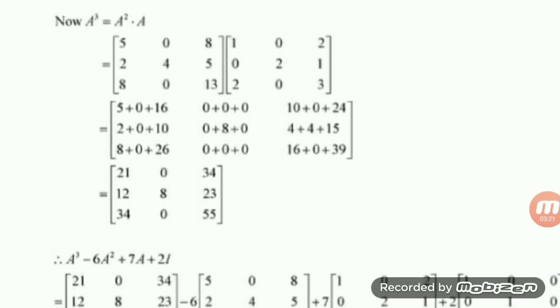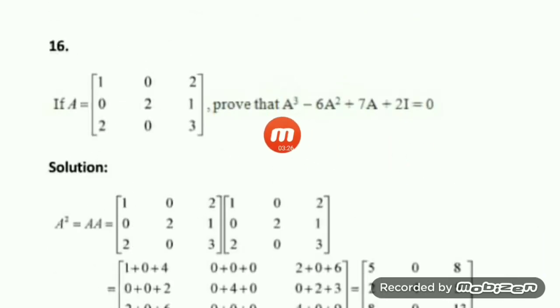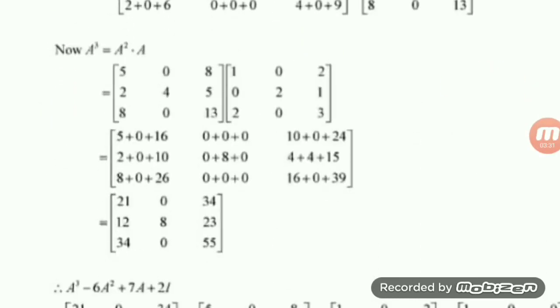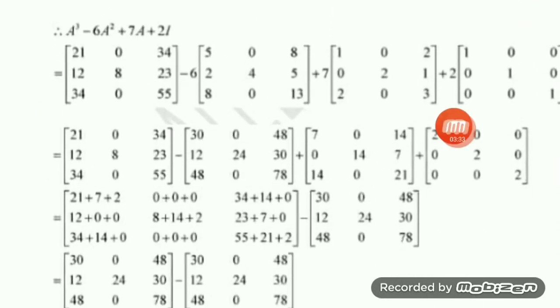You put all these values on your left hand side. You see your left hand side is this one, A cube minus 6A square plus 7A plus 2I. So let us write down first your left hand side, that is A cube minus 6A square plus 7A plus 2I, and substitute their corresponding values. A cube you have just got, substitute it, minus 6 into the value of A square, plus 7 into the value of A, plus 2, and what is your I? It's the identity matrix of order 3. So it is 1 0 0, 0 1 0 and 0 0 1.